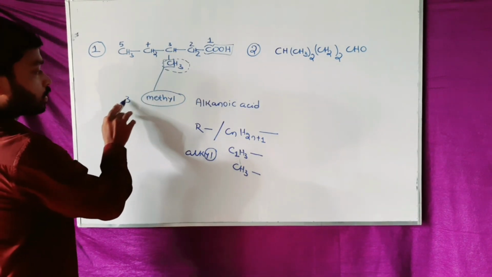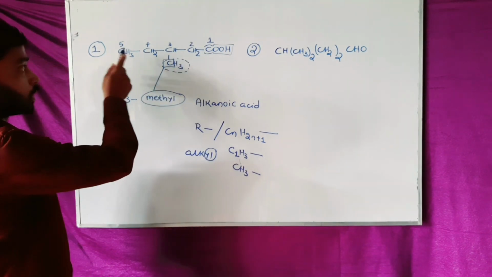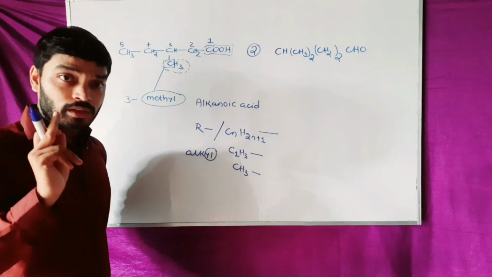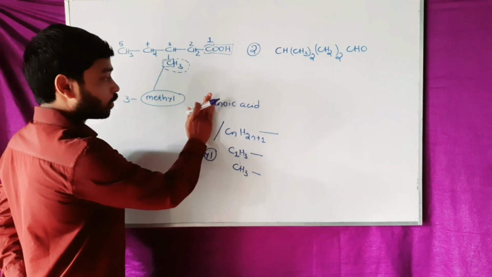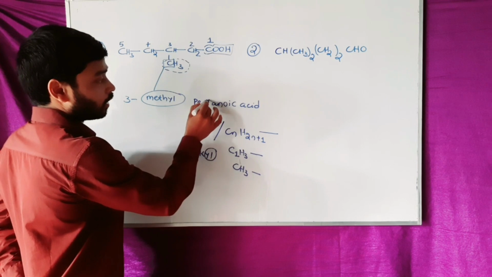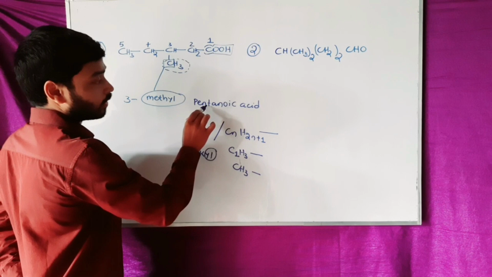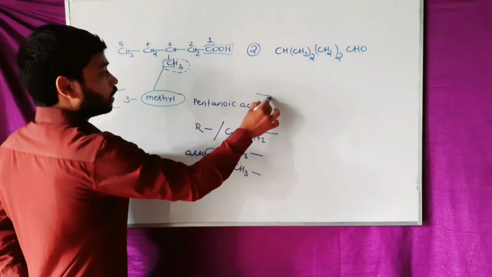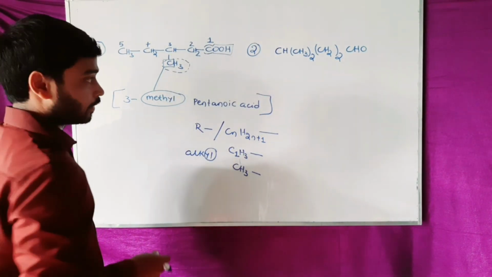So the locant for the alkyl group is 3-methyl here, and the total number of carbons present here is 5. The word root for 5 carbons is pent, and by using the word root pent here, we have pentanoic acid. In the general IUPAC name of the alkanoic acid, we have pentanoic acid, and it is the complete IUPAC name of the given compound. If you have done it correctly, you have a great idea.